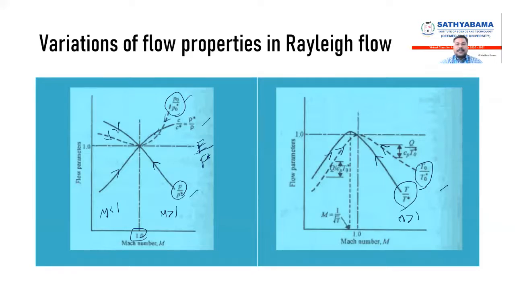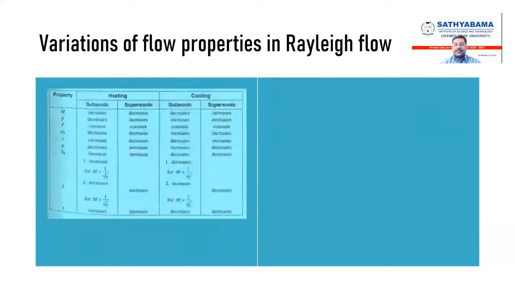Similarly, the stagnation temperature is also increasing. Then we have another term, Q by Cp T naught star, that is the heat transfer rate. This heat transfer rate is also increasing with respect to the stagnation temperature and with respect to T by T star. So we have an increasing heat transfer rate. When the heat transfer rate is increased, automatically the temperature and the stagnation temperature are both increasing. That is the case in Rayleigh flow.